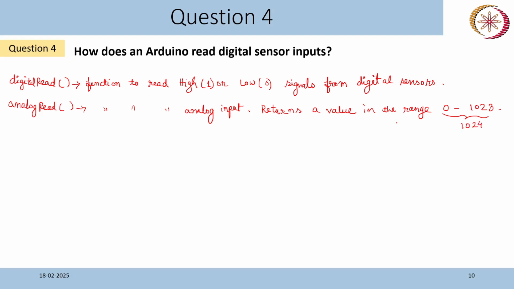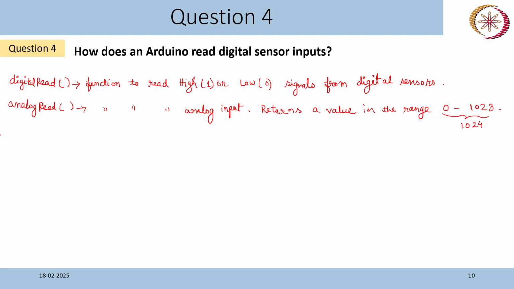Okay, so this is analog read. You can see that this is also like a digital number. So basically there is a 10-bit analog to digital converter, but it's an analog read, an analog input signal, instead of only high and low states.